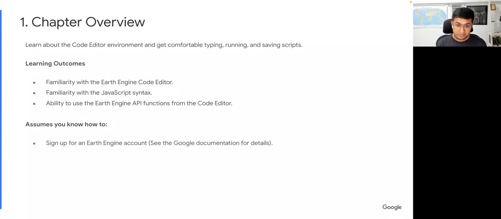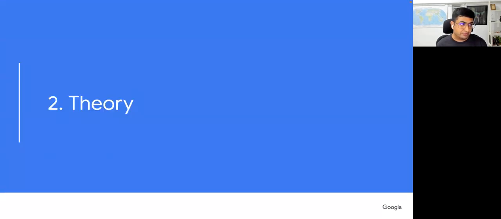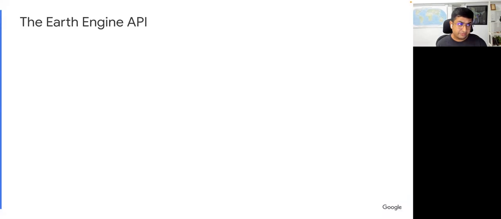If not, you can go to earthengine.google.com and follow the instructions to sign up for an account. Once you sign up, you will receive instructions on how to access the Earth Engine code editor. So once that is done, you come back here and you can start working on this chapter. So let's start working on understanding a few terminologies.